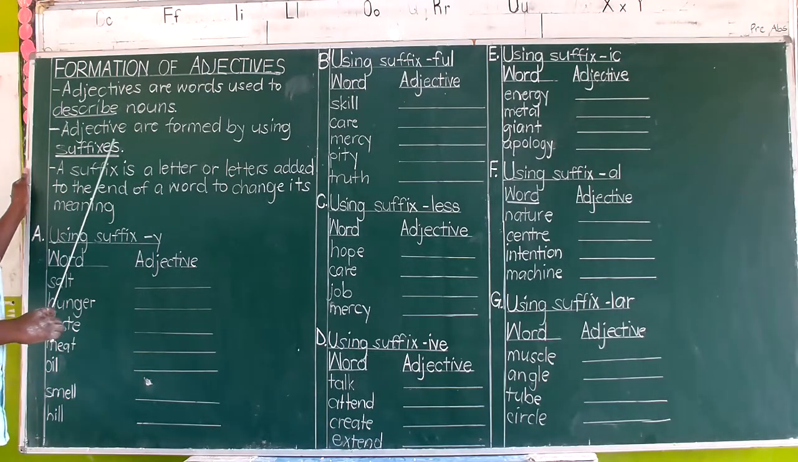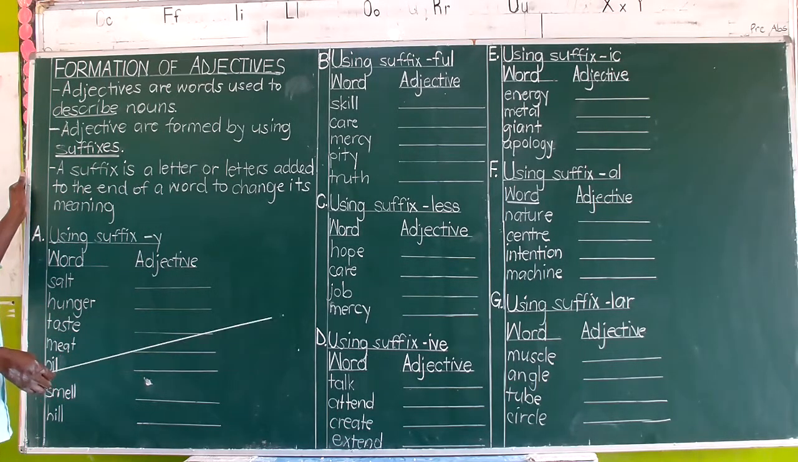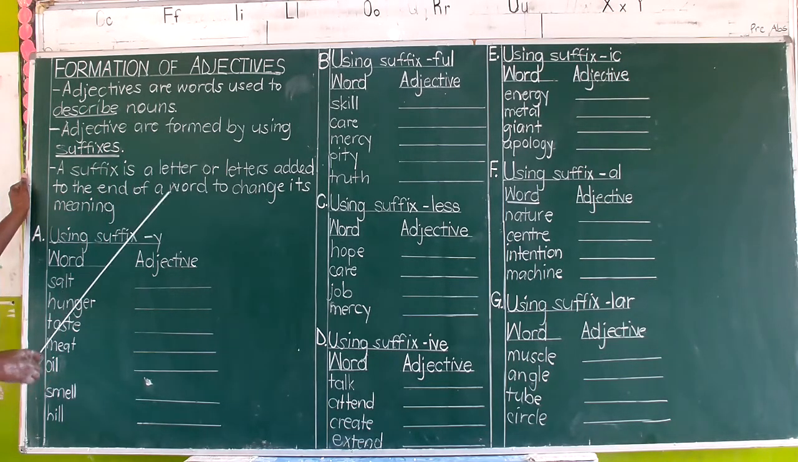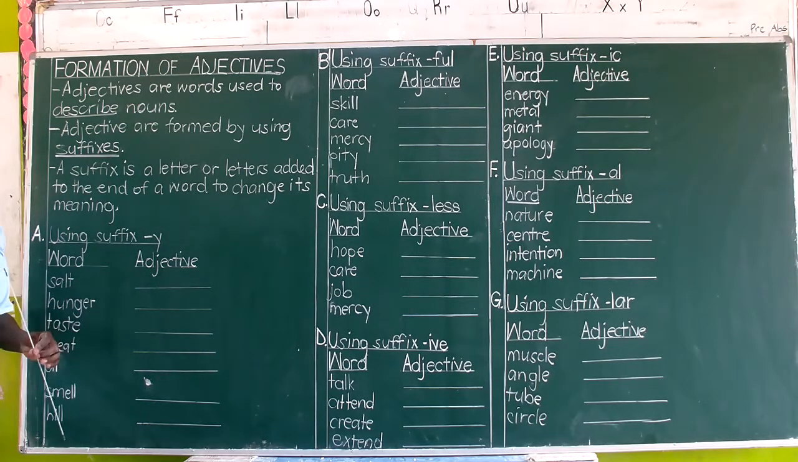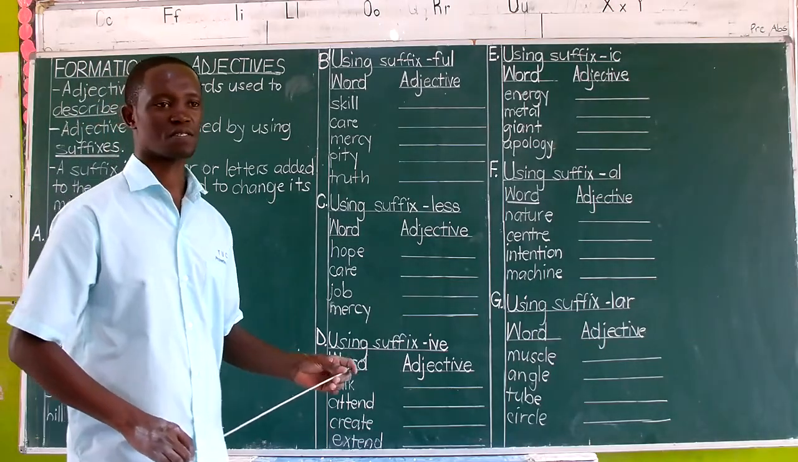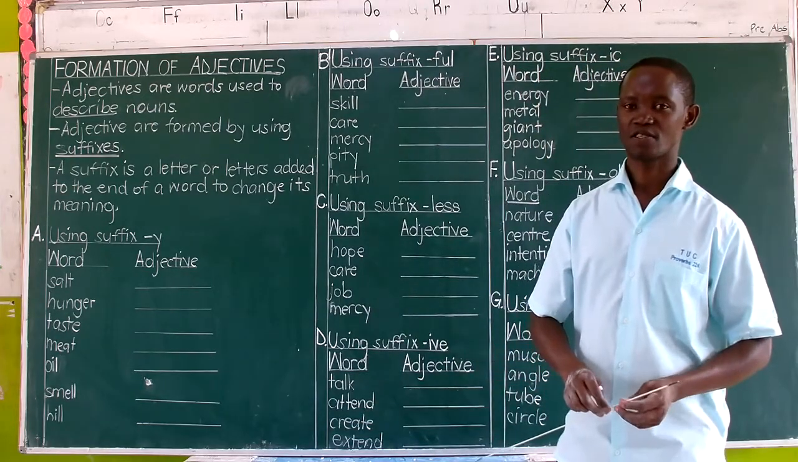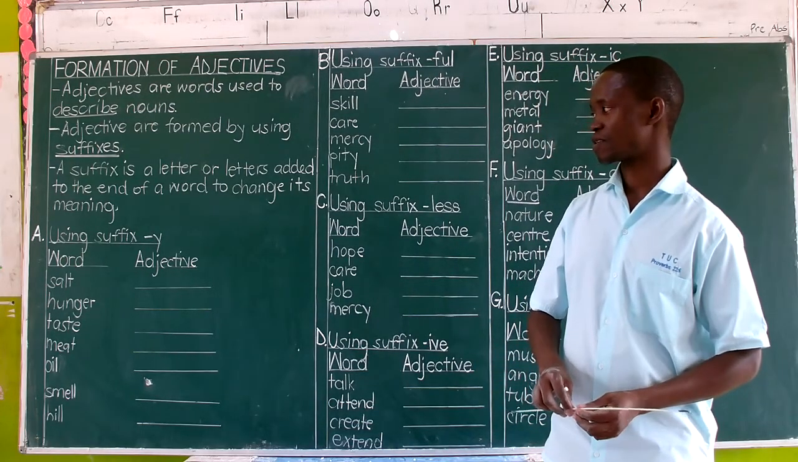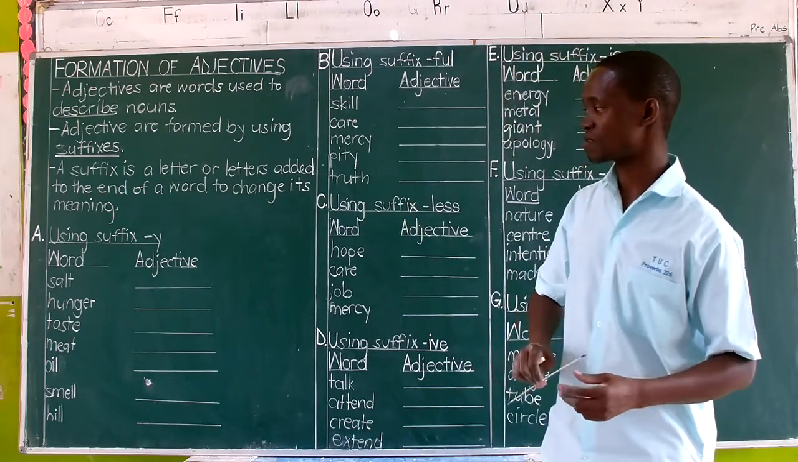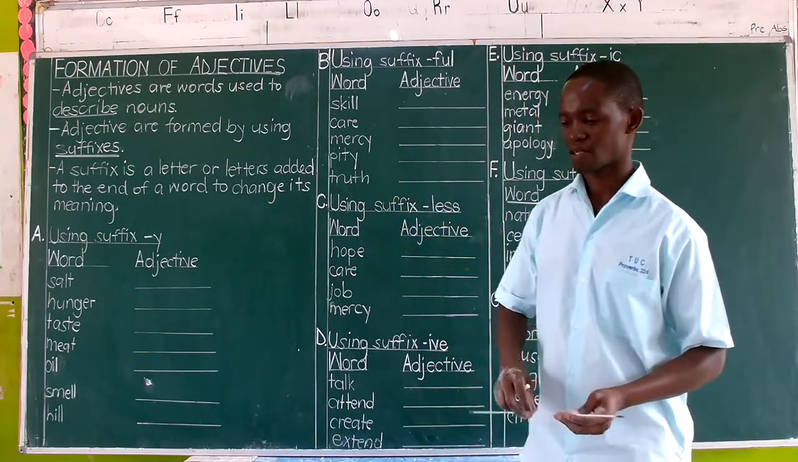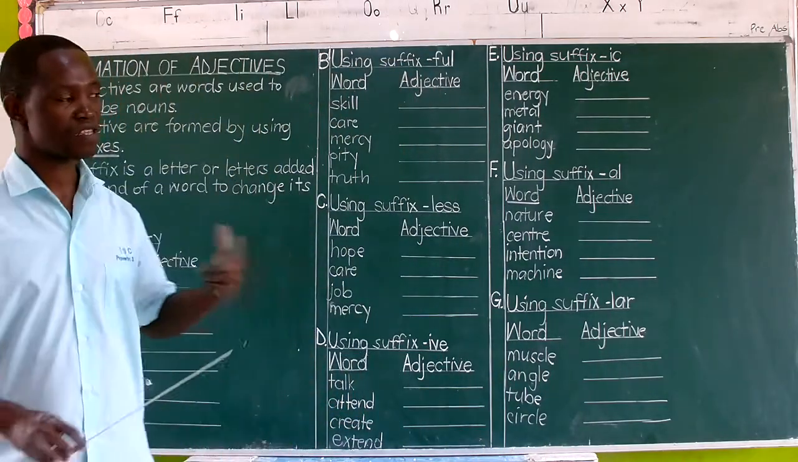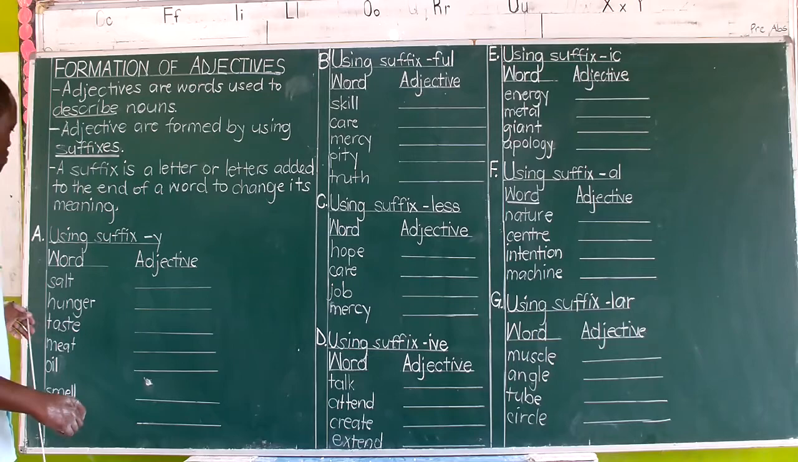So we are saying adjectives are formed by using suffixes. Now what is a suffix? It's another strange grammatical term. A suffix is a letter or group of letters added to the end of a word to change its meaning. That is a suffix. So we add those letters to the end of different words to change them to adjectives.